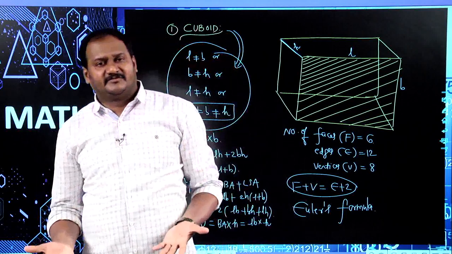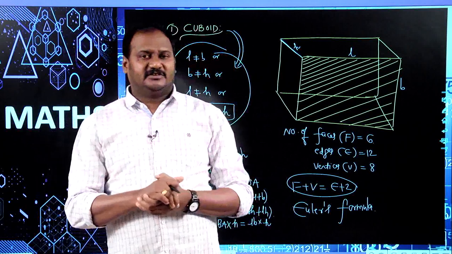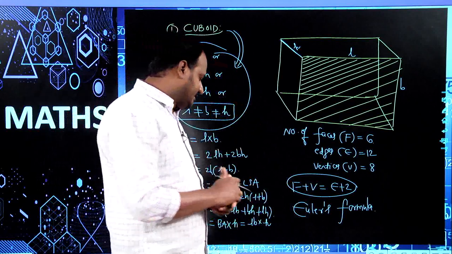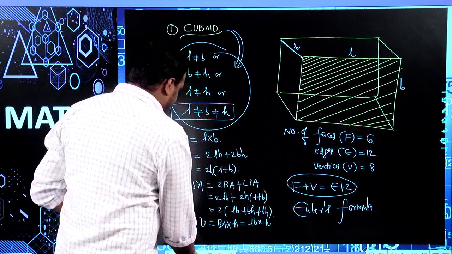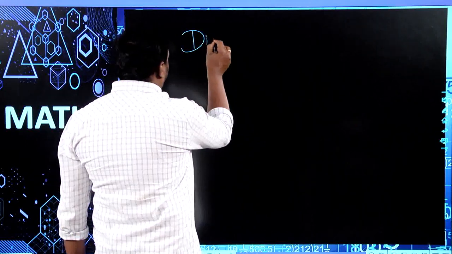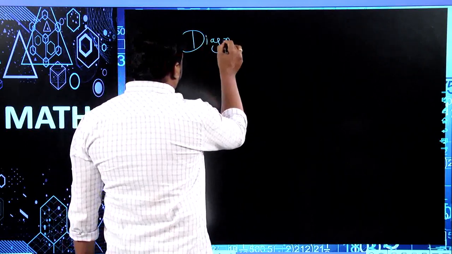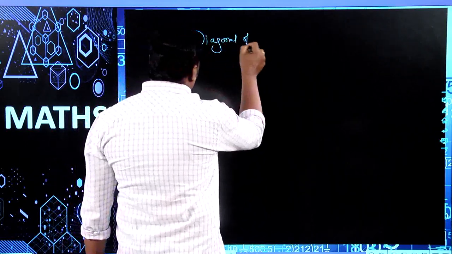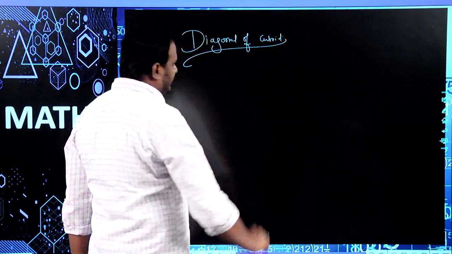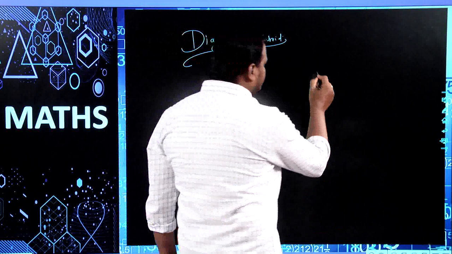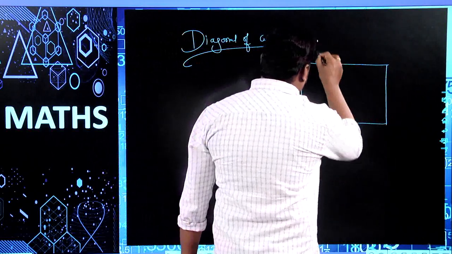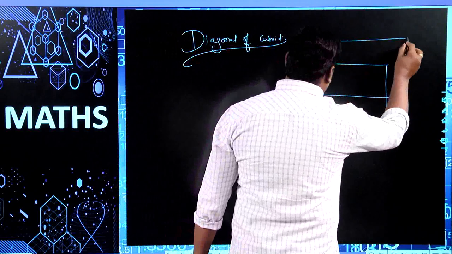So, what is the diagonal of a cuboid? If you observe, the diagonal of a cuboid can be obtained easily, and that is what I am going to explain now. What is that diagonal of a cuboid? We are going to discuss it now. See, for example, this is a cuboid, okay, this is one cuboid.